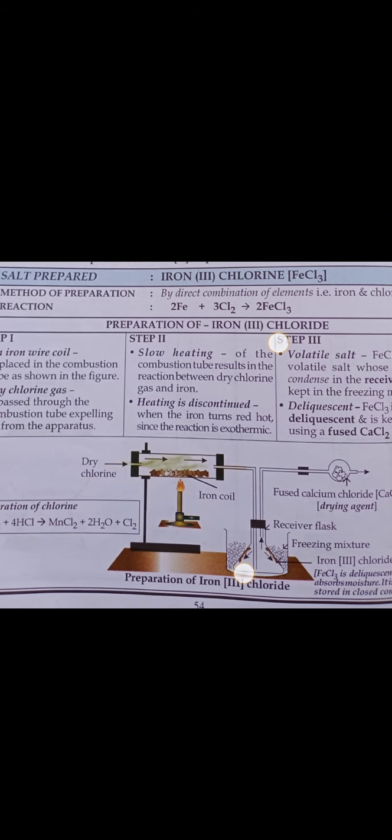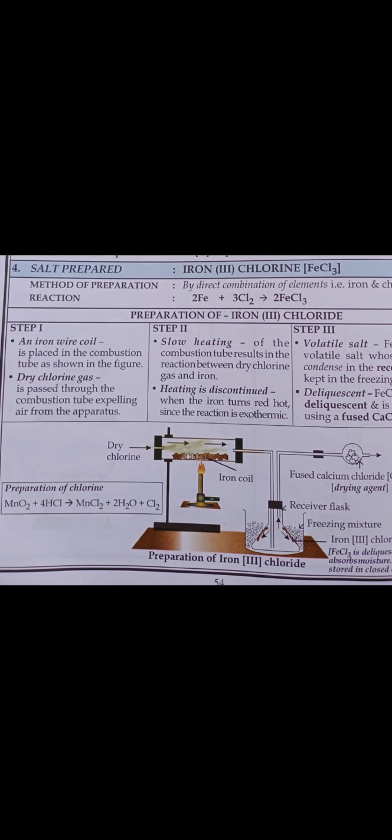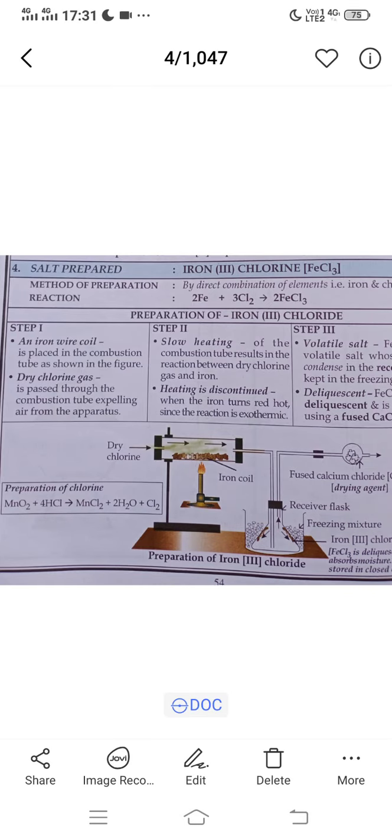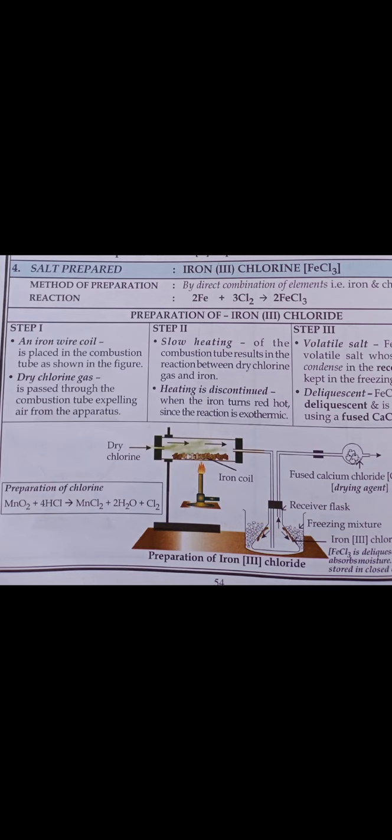In this diagram you can see there is a stand. On this stand one combustion tube is placed horizontally. This combustion tube is further attached with the arrangement in the beaker, and there is one inverted funnel attached over here. Let us discuss in detail.